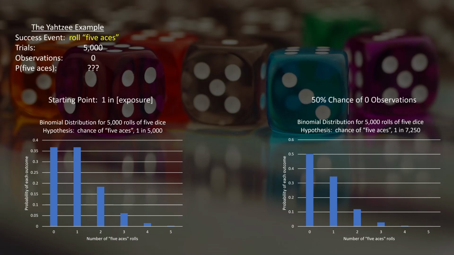Another way of saying this that might be easier to think about is if I threw the dice 5,000 times and called that an experiment, and then I repeated that experiment over and over again, roughly half the time I would expect to see no outcomes of 5 aces in those experiments.